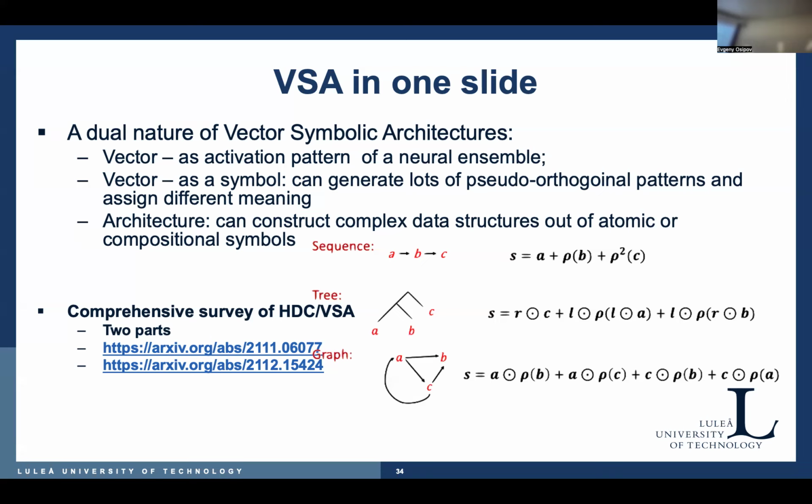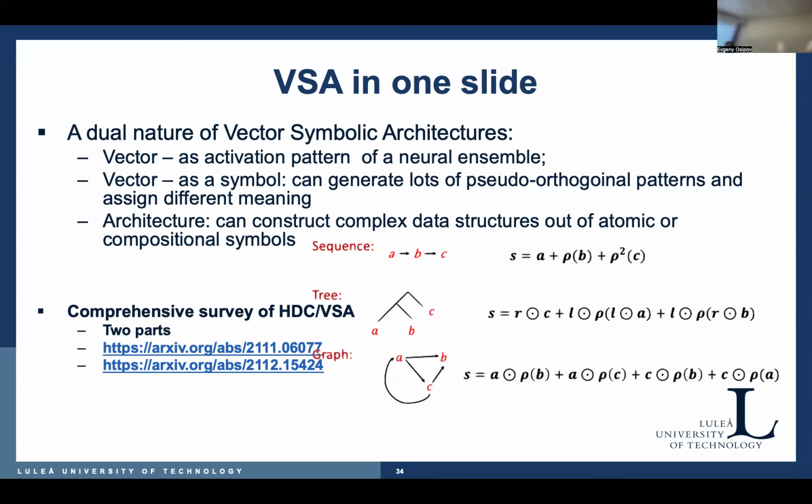Yes, I start with a root node, and I generate two random vectors for the right and for the left. On the right I have C, so I join these two vectors together by multiplication. On the left, I have a nested structure, which also has left and right. I can individually describe the branch on the left and on the right, and then join them together by summing up.